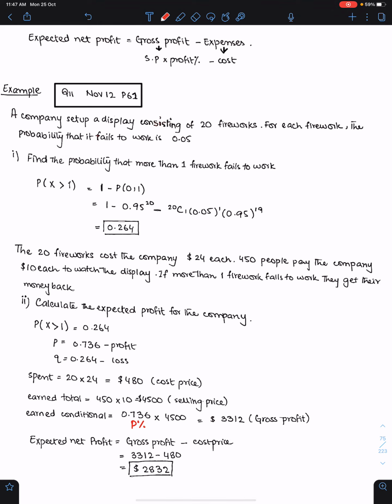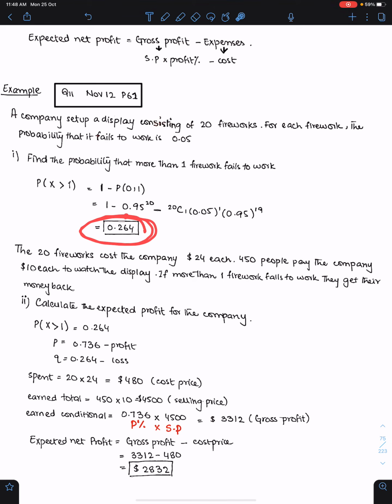Profit percent times selling price will give you the gross profit, which is this. Now we need the expected net profit. According to this formula, we need to use this minus this, meaning gross profit minus cost will give you expected net profit. So first you need to understand that this is the probability of loss.